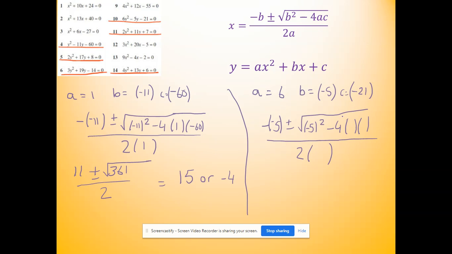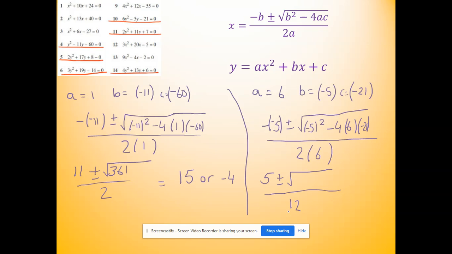4 times a, so this time a is 6, and c is minus 21. Again, the bit that causes the most amount of error is the square root bit, so we're going to work out this bit first. Well, actually, let's just put minus minus 5, so I'm going to change that to 5 plus or minus the square root. Oh, I forgot to put in my a value, so a was 6, so 2 times 6 is 12 on the bottom.